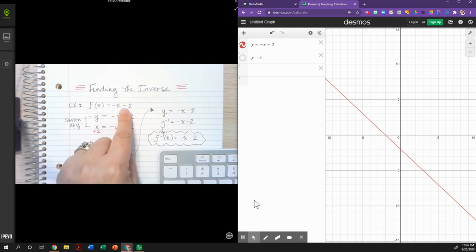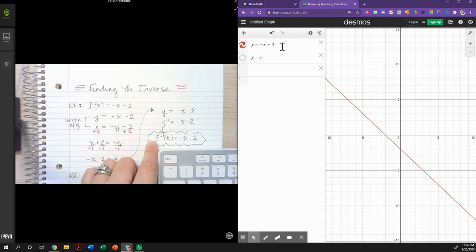Okay, so if you go back to the first problem I solved for you, we had f of x equals negative x minus 2, and we found the inverse. We had the same answer. Okay. And that wasn't a mistake, and I need to show you why. So if you look here, I've typed it into Desmos. I just typed the y equals version. So y equals negative x minus 2.